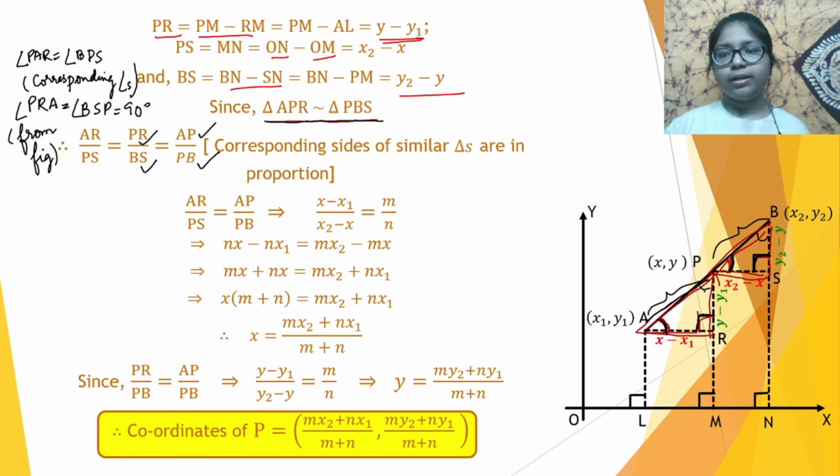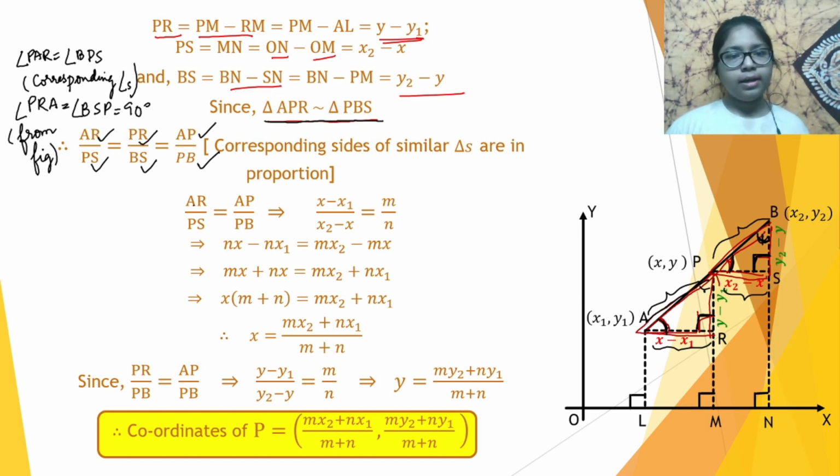So the opposite side to this angle is AR, see, AR, and the opposite side to this angle, that is PBS, is PS. See, I have written PS. So AR by PS equals PR by BS equals AP by PB. This you will learn in the chapter on similarity. I will show you in great detail there.